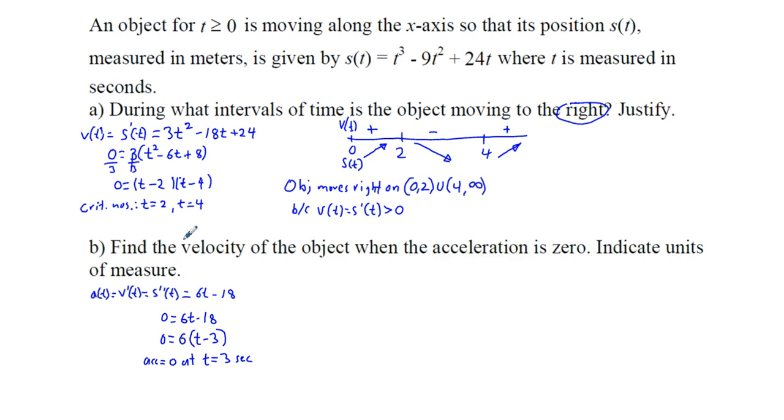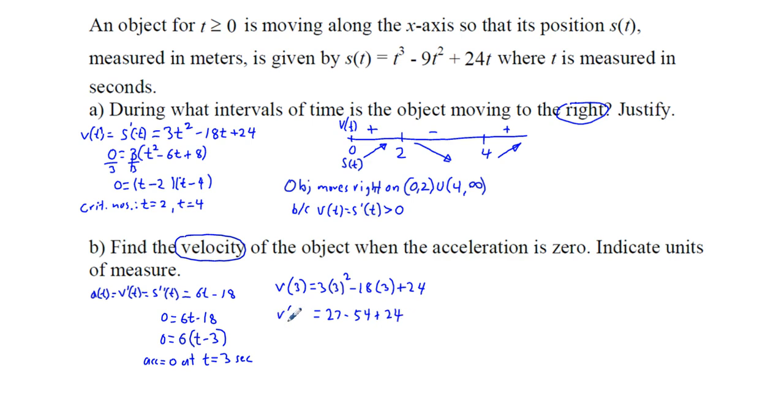So we say find the velocity of the object when the acceleration is 0. So we're going to have to plug in 3. Using this function up here, v of 3 is equal to 3 times 3 squared minus 18 times 3 plus 24. And so we're going to get 3 times 3 squared, that's going to be 27, minus 18 times 3, which should be, I think, 54, plus 24.